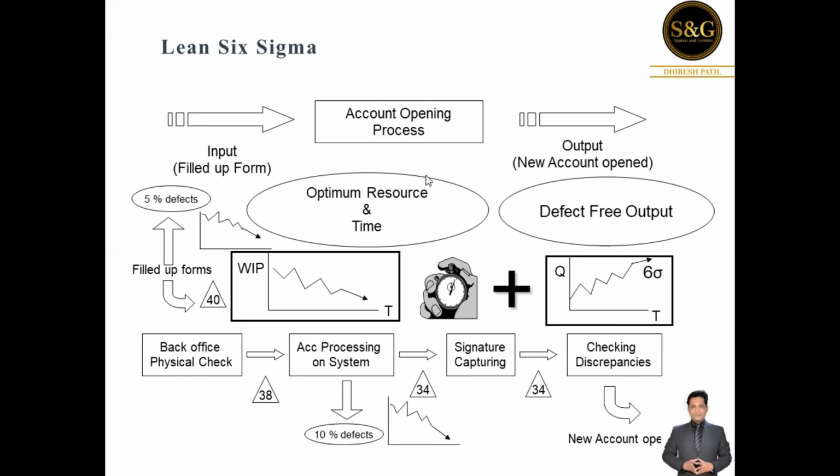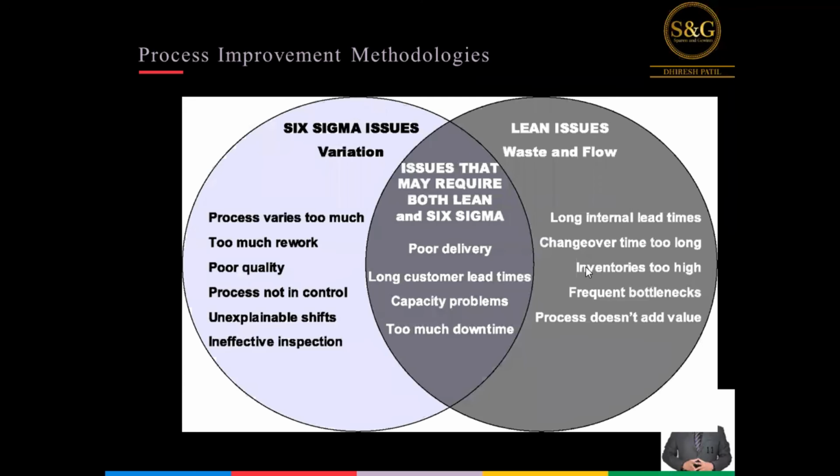So, in summary, you can see this optimum resource and time. This is what is achieved by Lean, and defect-free output. So Six Sigma will attack the defects, and Lean will reduce the WIP and improve the velocity and the speed of the process. So we can have a faster and defect-free new account opening at the end of the process. Okay, so let's illustrate this even further.